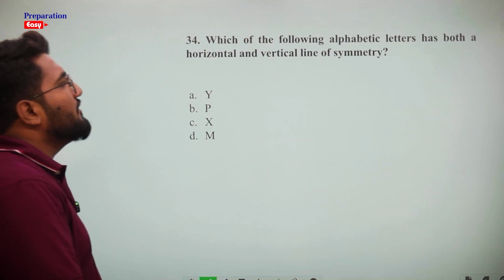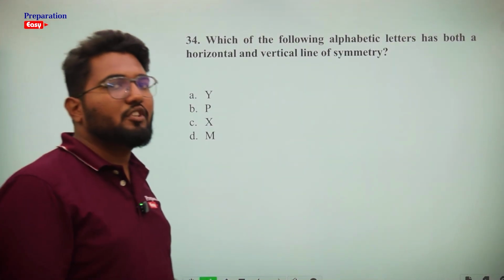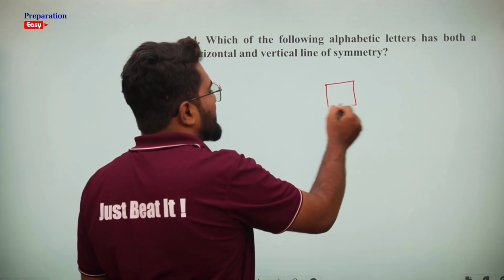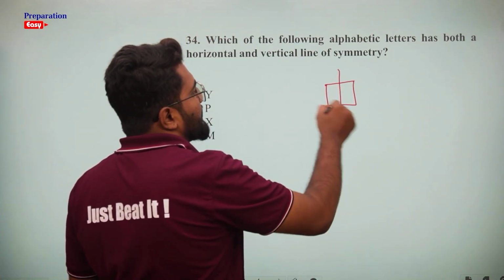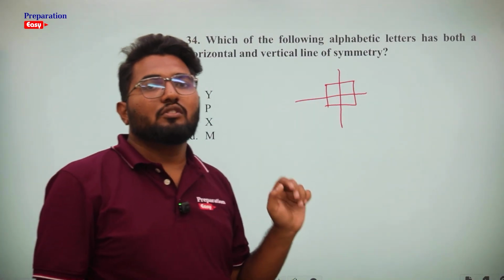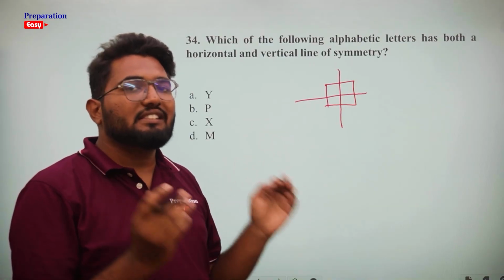Which of the following alphabet letters has both a horizontal and a vertical symmetry? What is horizontal and what is vertical? If I consider a square, if I divide it like this or like this, if I cut it in a vertical or horizontal way, the two halves are exactly the same.